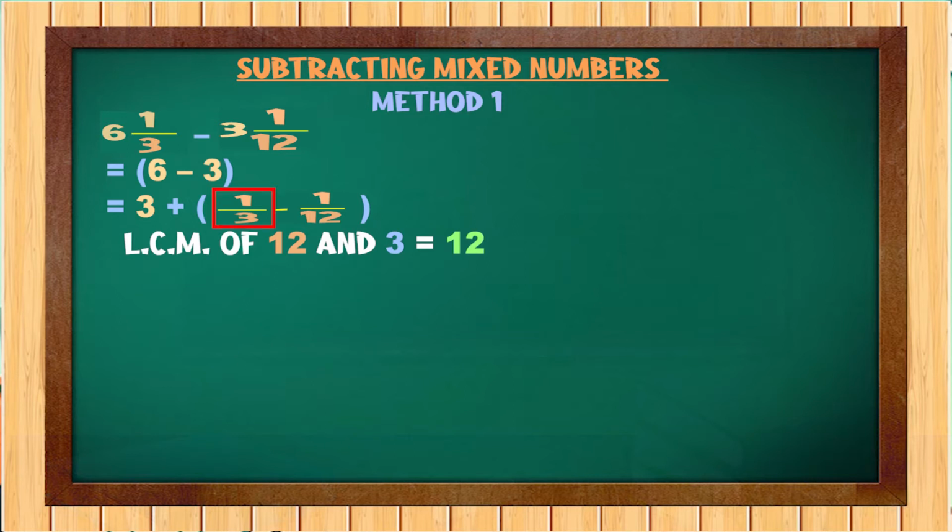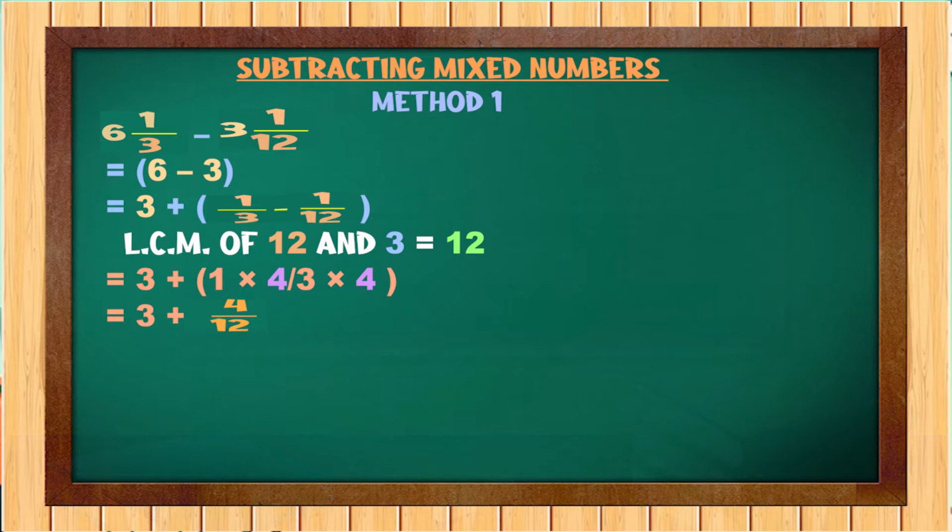So first we're going to look at 1/3. To convert 1/3 into a like fraction, we're going to divide 12 by the denominator, which is 3. That would give us 4. So 4 is our main number for this fraction. Now we're going to multiply 4 by 3. That will give us 12. Then we're going to multiply 4 by 1. That will give us 4. Therefore, the fraction 1/3 now becomes 4/12.